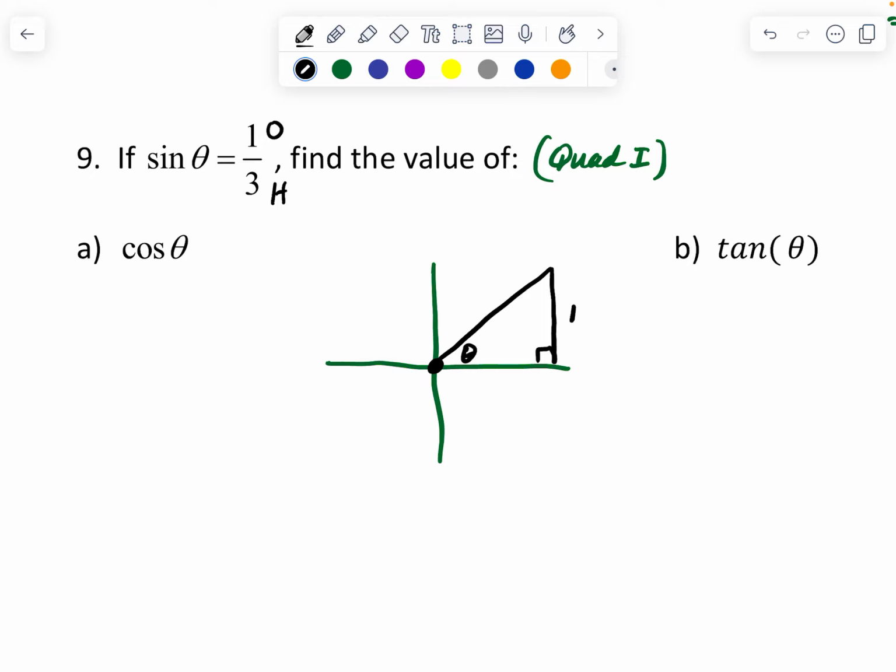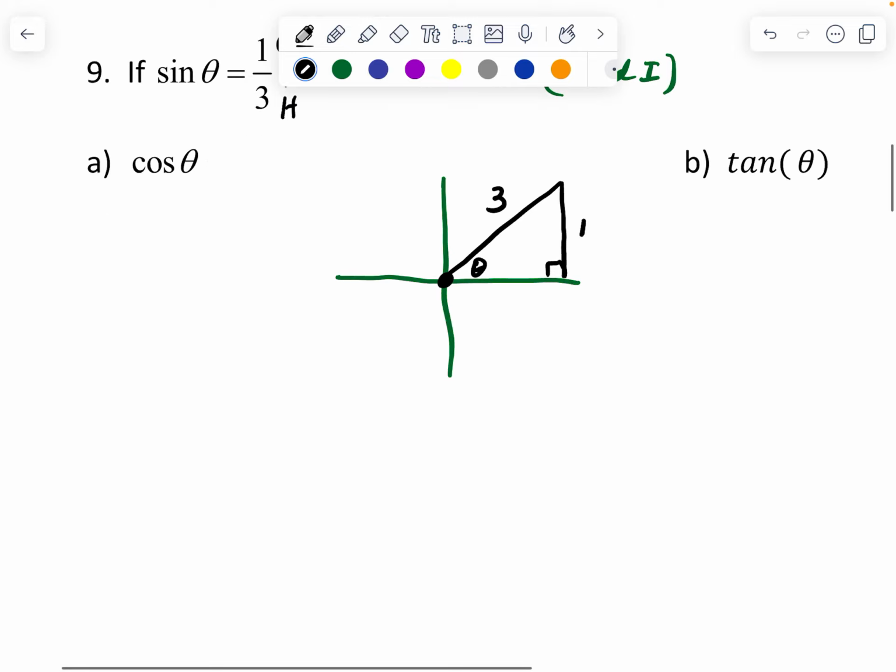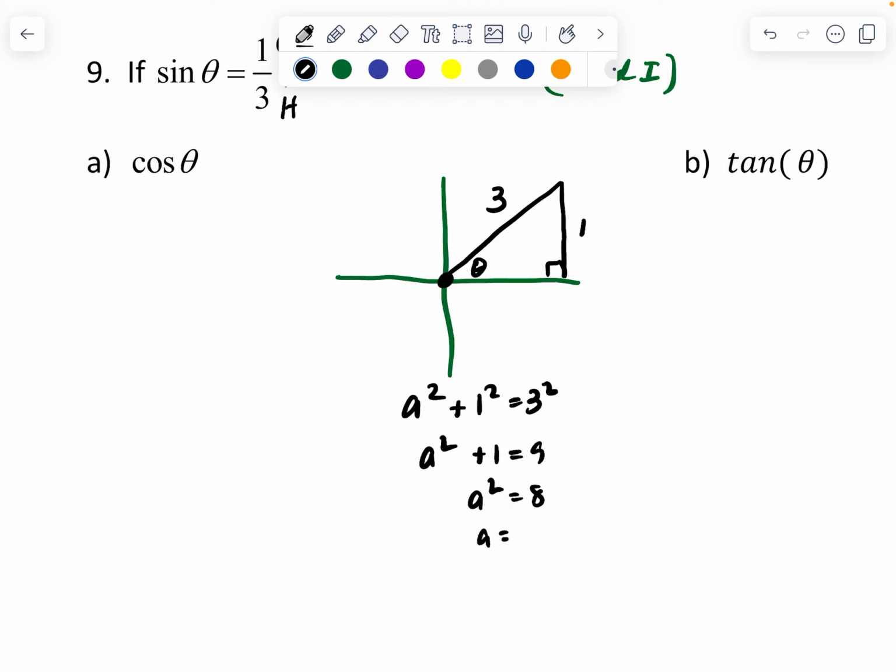So the opposite side is 1, the hypotenuse is 3. And to get that missing side, we can just do Pythagorean theorem by going a squared plus 1 squared equals 3 squared. So that gives me a squared plus 1 equals 9, which means that a squared equals 8. And if I take the square root of both sides, I'm going to get, not 8, sorry, 2 square roots of 2. And I think we did this in class today, so I'm going a little bit quicker through it.